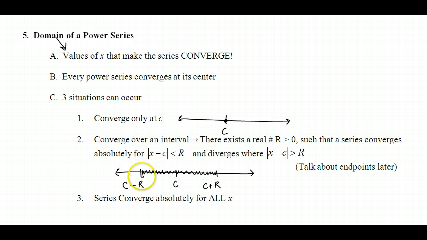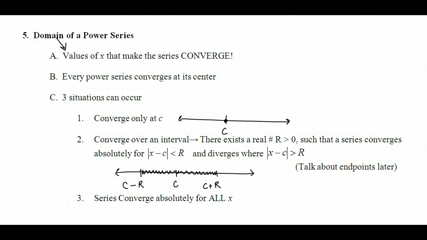So say, all right, at this endpoint, let's say our center, just for example, is 1, and let's say our radius is 5. Well, if your radius is 5, this would be -4, and this would be 6. We'd have to figure out, does -4 converge or diverge for this particular power series? And also we'll have to test, does 6 converge or diverge for this power series?